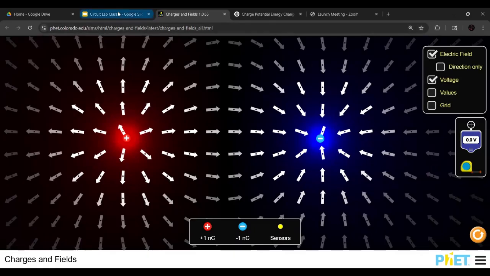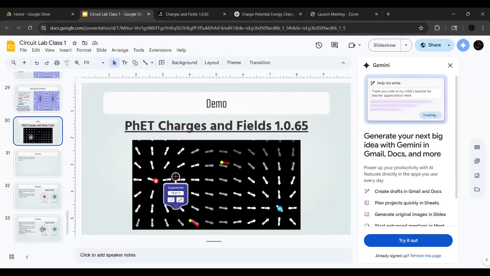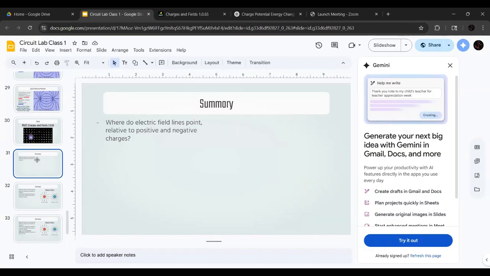And this demo is really fun to look at. You can just Google PhET charges and fields 1.0.65 and you can play with it yourself. I strongly encourage that. So where do electric field lines point relative to positive and negative charges? They point away from positive charges and they point into negative charges.